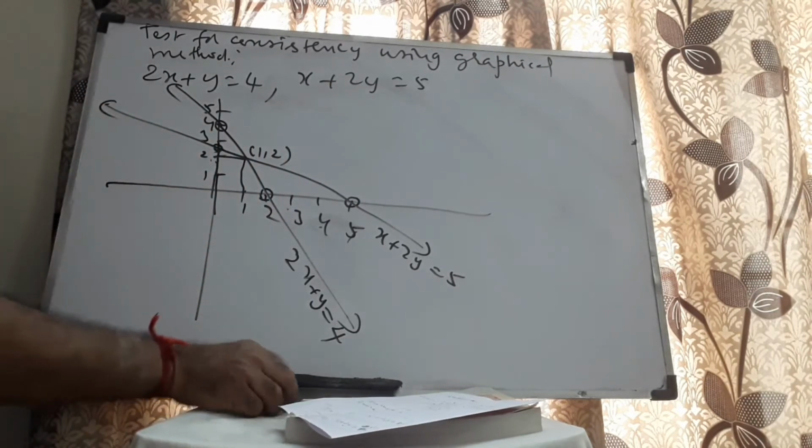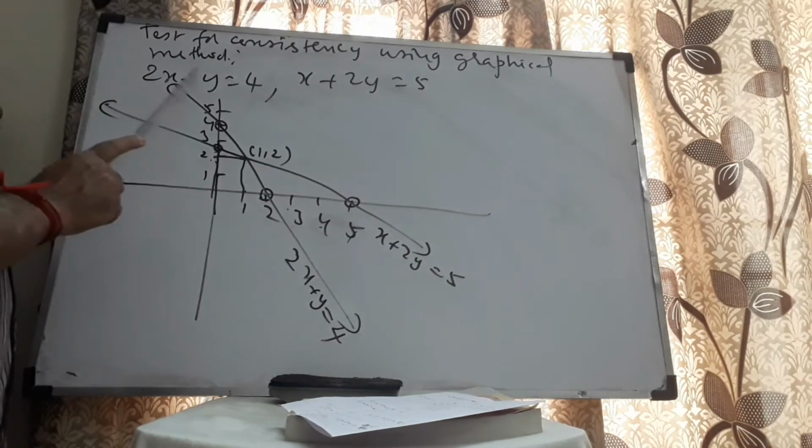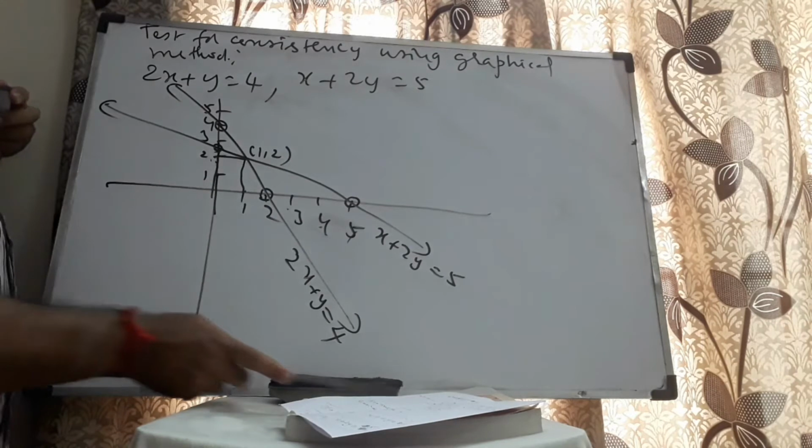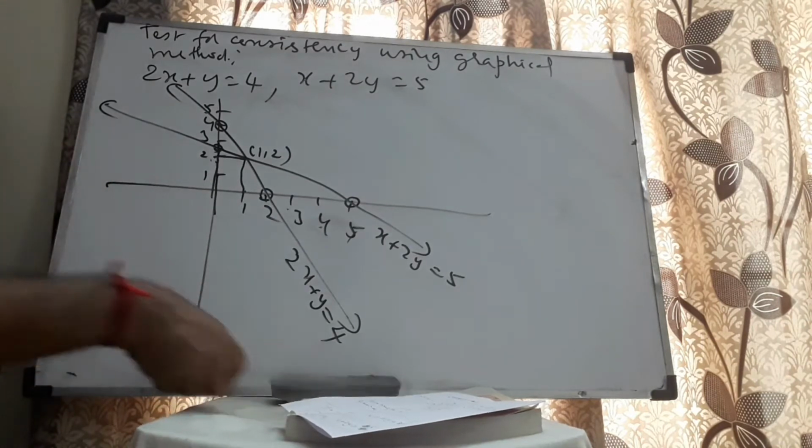Let me just check. 2 into 1, 2. 2 plus 2 is 4. 1 plus 2 into 2, 4. 1 plus 4 is 5. Satisfies both the equations.